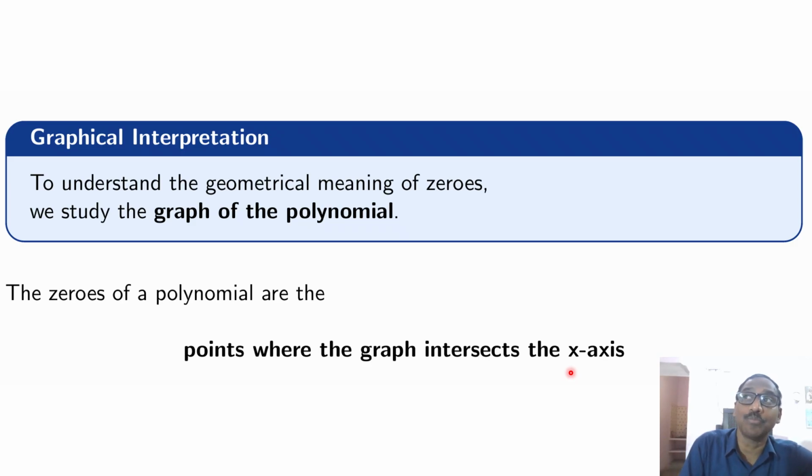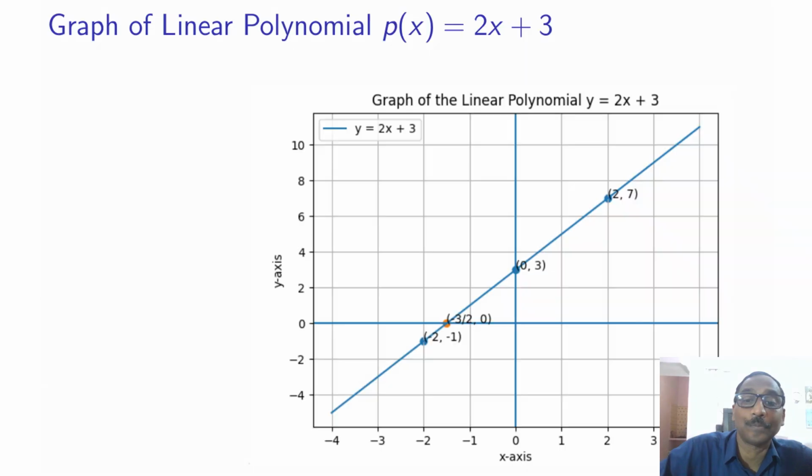Then we say that the x value is a zero of the polynomial. So what are the zeros of the polynomial? The zeros of the polynomial are the points where the graph intersects the x-axis. We will go to the next slide.